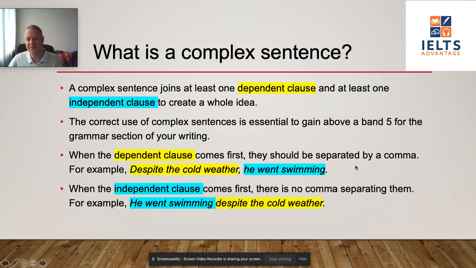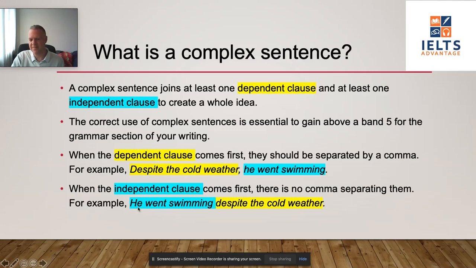You can put the independent clause first, or you can put the dependent clause first. It doesn't matter. It's up to you. However, if you put the dependent clause, highlighted in yellow here, first, you need to put a comma after it. Dependent clauses are normally started with some form of conjunction, like despite or when or although. So whenever you've got one of these dependent clauses, we put a comma, and then we put the independent clause, full stop.